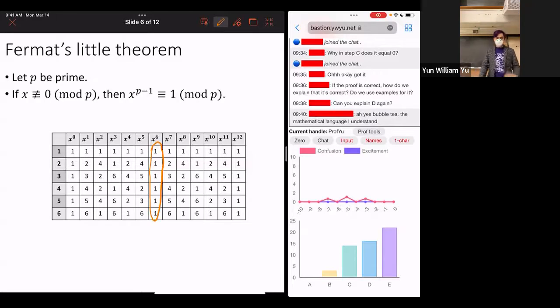But yeah, so this is Fermat's little theorem, which is that if p is a prime, then x to the p minus one is always equal to one, well, mod p, assuming that x is not equal to zero. Zero to any power is zero, so.